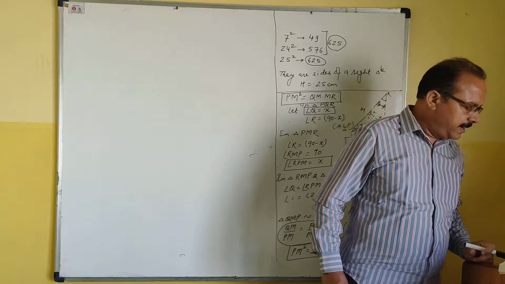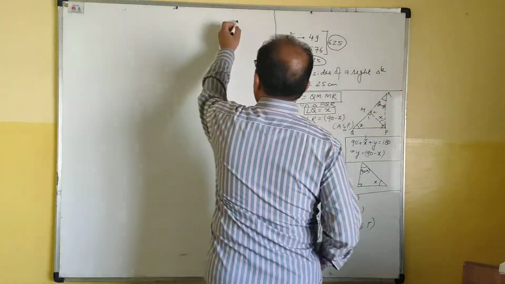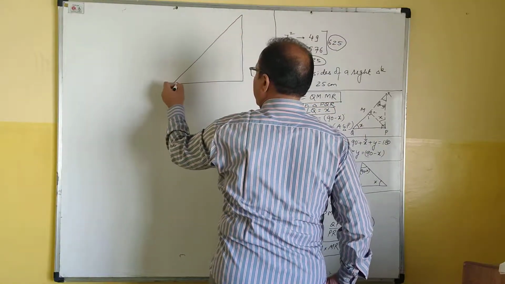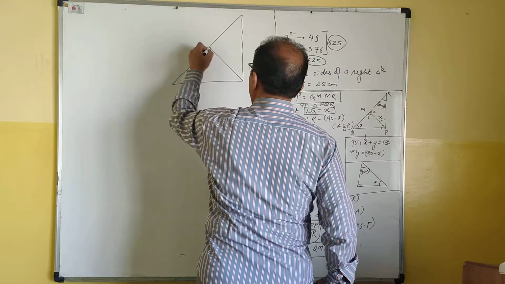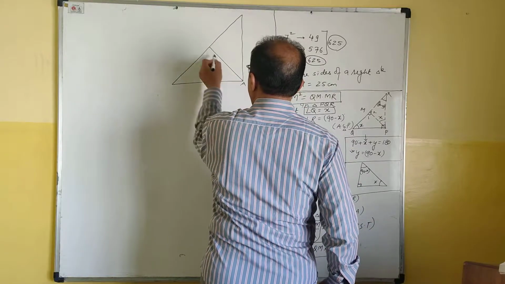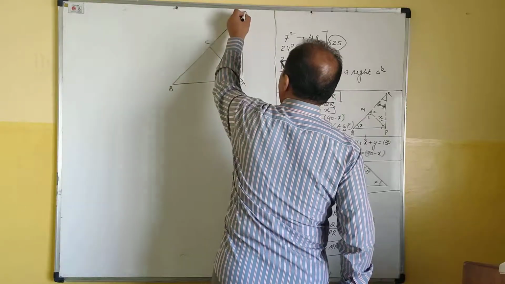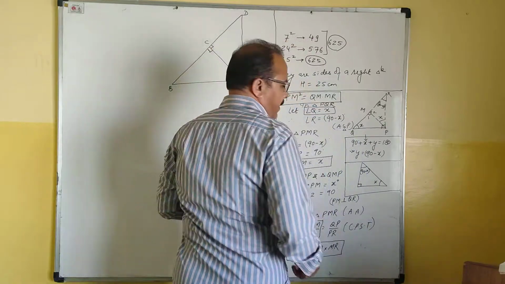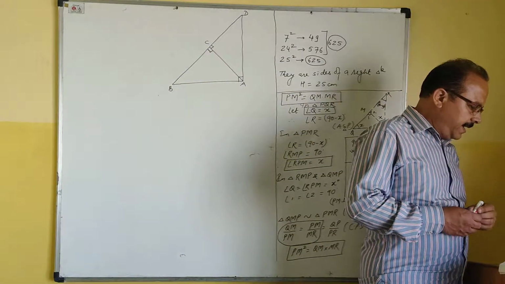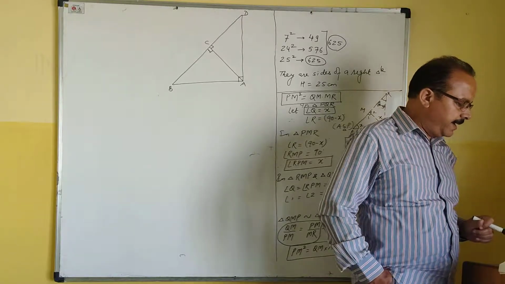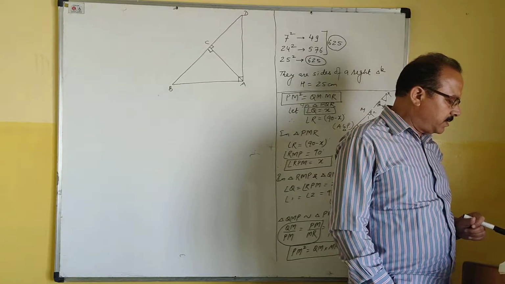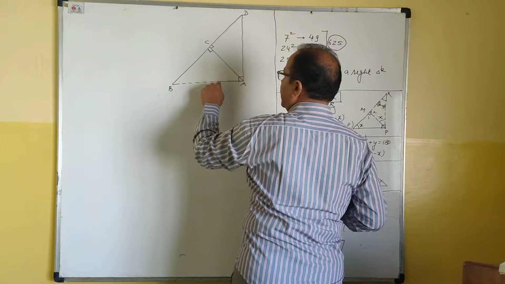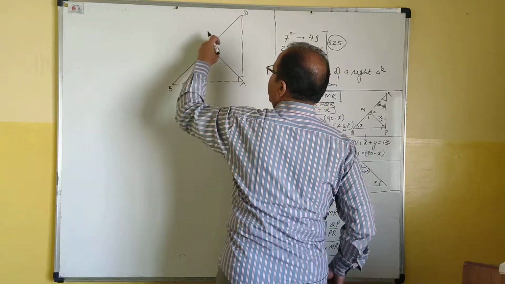Again we have a triangle ABD and AC is the perpendicular. ABD is a right triangle and a perpendicular drawn from the vertex A. ABD is a triangle right angle at A. AC is perpendicular to BD, so that AB square is equals to BC BD. AB square is equals to BC and BD.